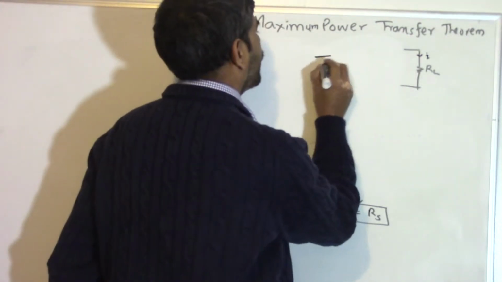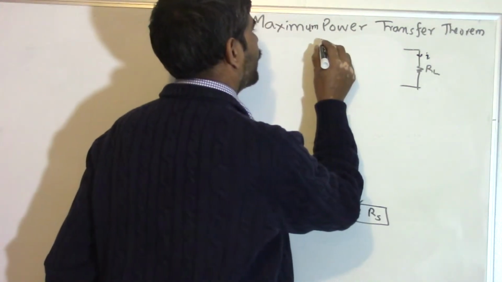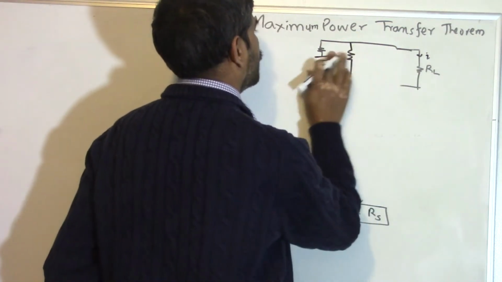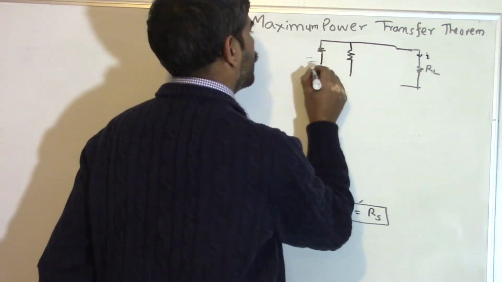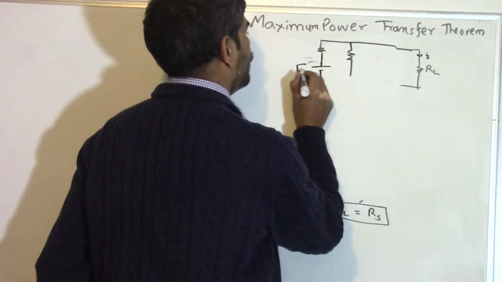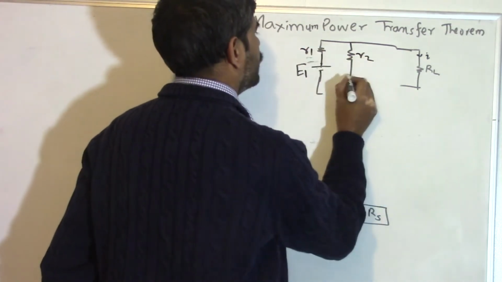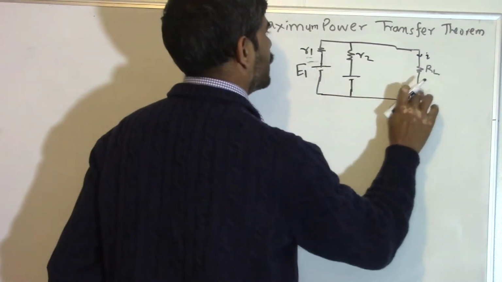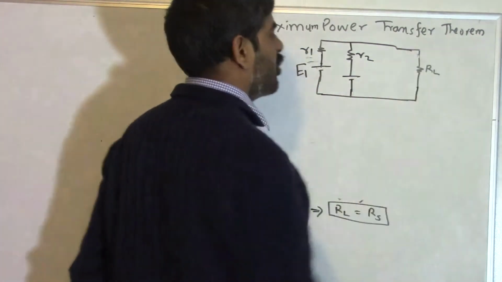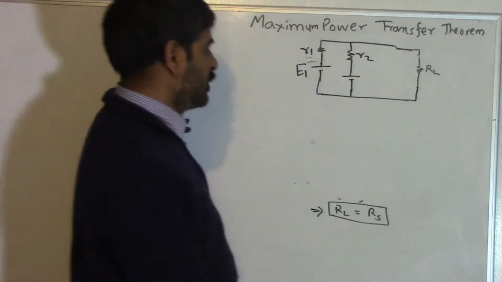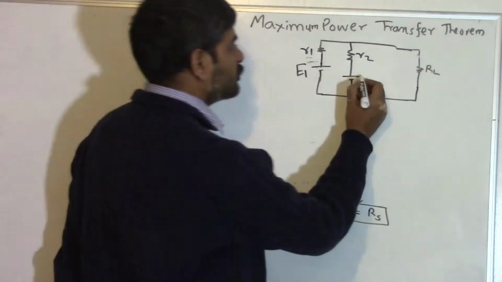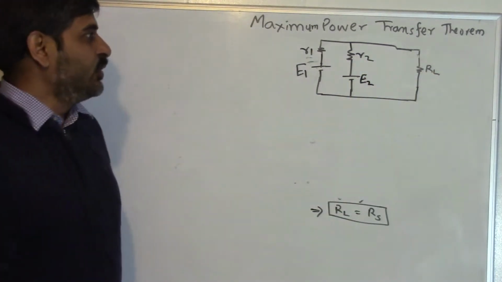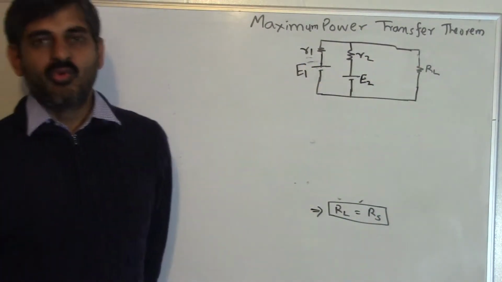We have a battery and a resistor, let's say E1, this is R1, this is R2, this is E2, and this set of these things is delivering to a load, which I will call RL. We need to find out what is the value of RL that will lead to the maximum power transfer on RL.